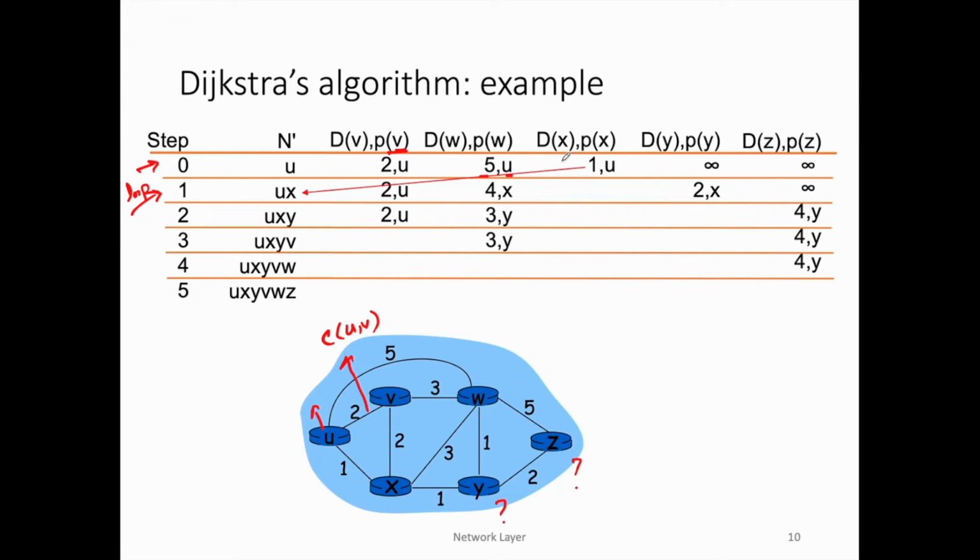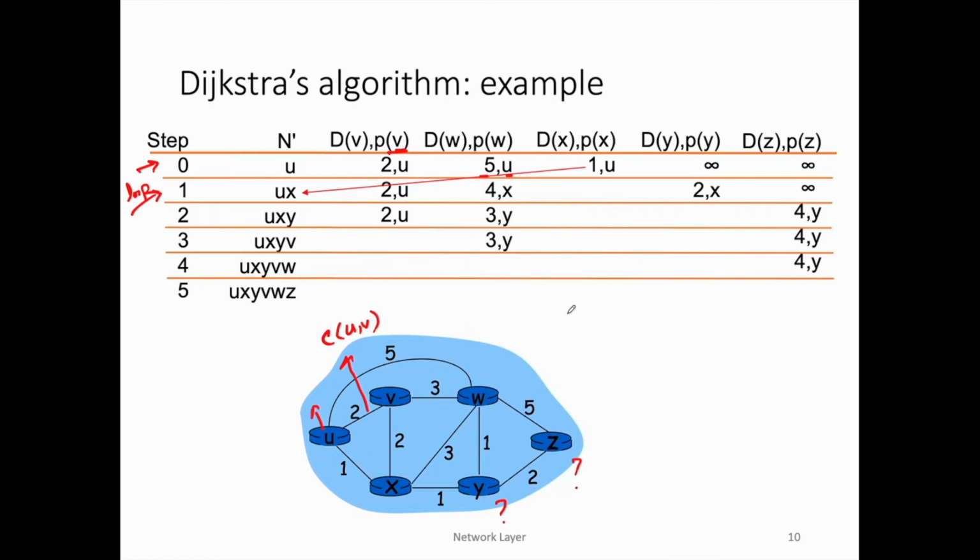Because the cost to reach from U to X is minimum, right? Because the cost to reach V is 2, the cost to reach W is 5, and the cost to reach X is 1, which is minimum. So we add X into N, our set, and then we calculate the cost to reach all of the destinations.